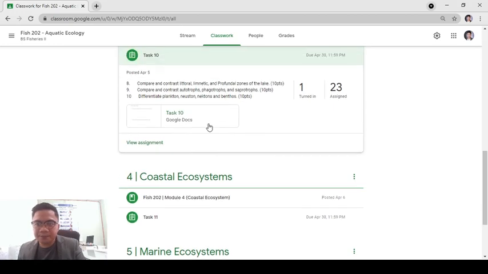Task 10 will be compare and contrast the littoral, limnetic, profundal zones of the lake. So 10 points. Another, compare and contrast again, similarities and then differences of autotrophs, phagotrophs, and saprotrophs. And differentiate plankton, neuston, nekton, and benthos. That is another 10 points.